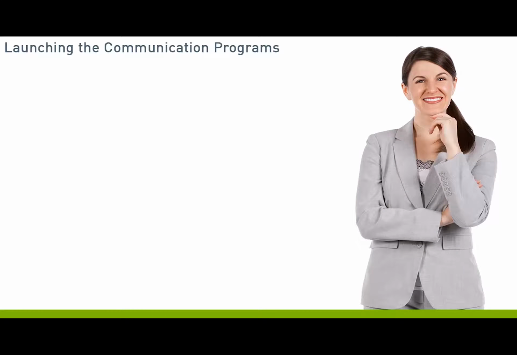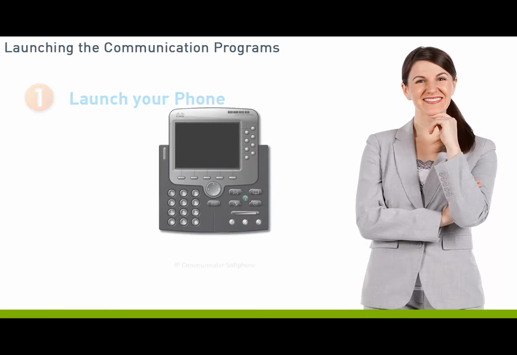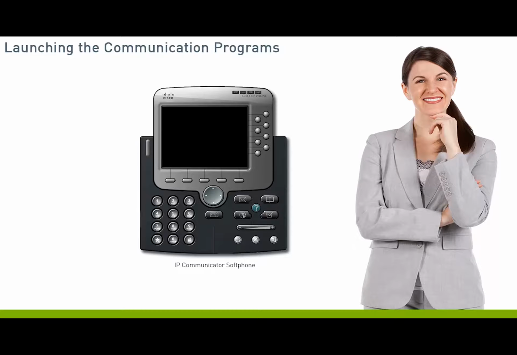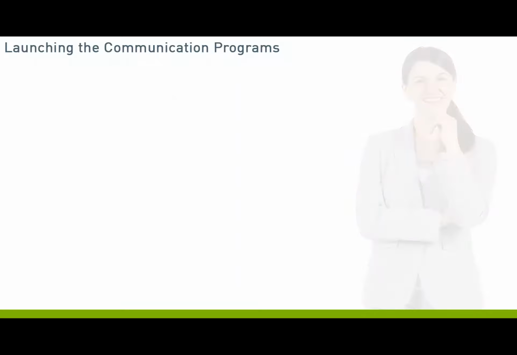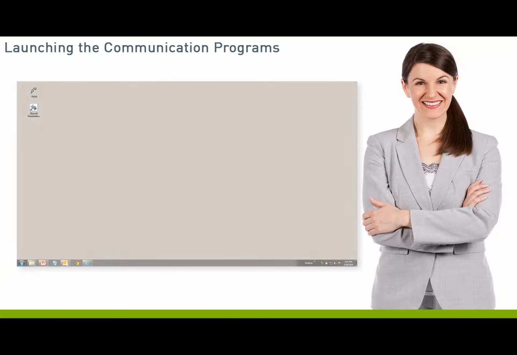Every morning when you start your shift, you will need to launch your phone and CAD and log in to be able to receive or make calls. The first step is to launch your CISCO IP communicator, which is also known as a soft phone. This is a software version of an actual telephone and allows you to use all the regular phone's features from your computer's desktop. To launch your phone, simply click on the CISCO IP communicator icon on your desktop.